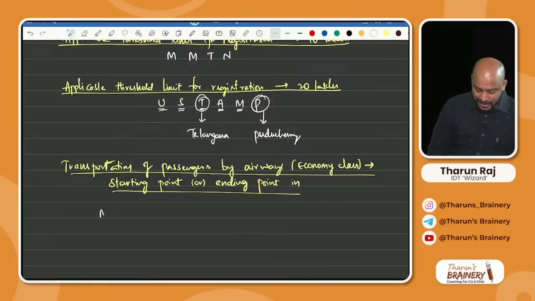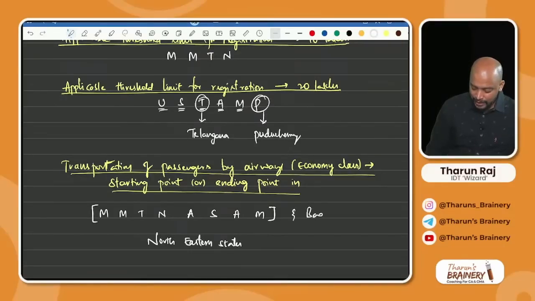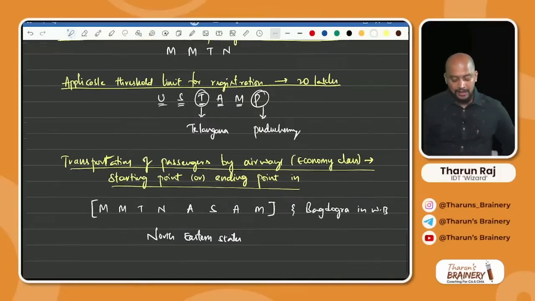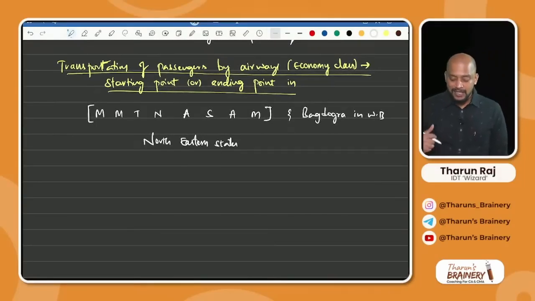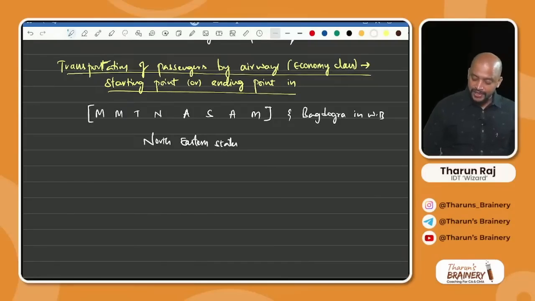Northeastern states. What are those northeastern states? Manipur, Mizoram, Tripura, Nagaland, then Assam, Sikkim, Arunachal Pradesh, Meghalaya. So these are northeastern states. Thereafter one more place is there, Bagdogra in West Bengal. So if the starting point or ending point of the passenger is by way of economy class in airways, then it will be exempted. The transportation of passenger is exempted.